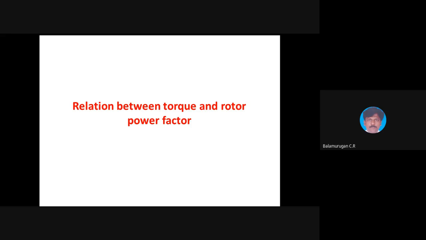So, relationship between torque and rotor power factor. Can anyone tell what is meant by torque? Do you have any idea about torque? What is meant by torque? You can unmute and tell, or you can post in the chat box. You know the power factor. Torque is rotational force. Okay. Any other answer for torque? Rotational force, it's okay. I agree with the answer.